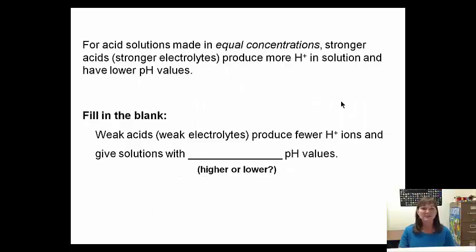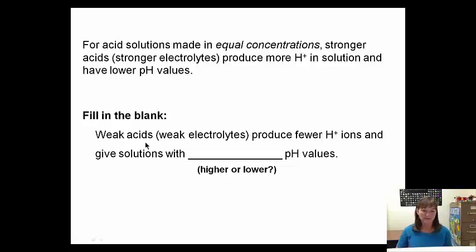For acid solutions made in equal concentration, like what we were just talking about, in our last example it was 0.1 molar. If you have equal concentrations of different acids, the stronger acid, another way I could say that is the stronger electrolyte, is going to produce more hydrogen ions in solution and then give you a lower pH value. So fill in the blanks here to see how well you're understanding this.